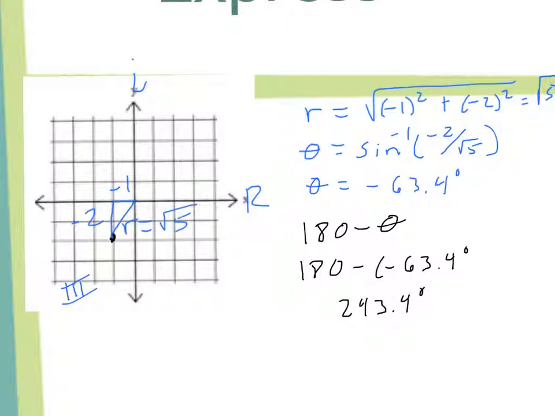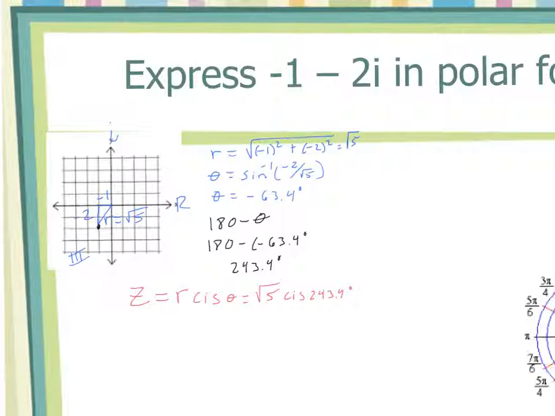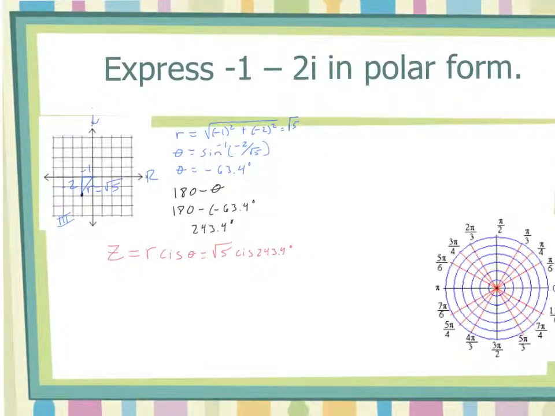So now for the final answer for this complex number. Remember, that's the whole thing I'm doing here, rewriting this in polar form as opposed to standard form. Remember, it goes r cis theta. I found out here that r is the square root of 5, cis 243.4 degrees. And that complex number has now been converted over to polar form.